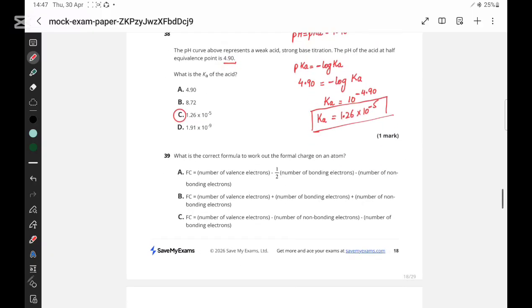For the next question, what is the correct formula to work out the formal charge on an atom? This is quite evident. That is equal to the number of valence electrons minus 1/2 the number of bonding electrons minus the number of non-bonding electrons. So our answer is A.